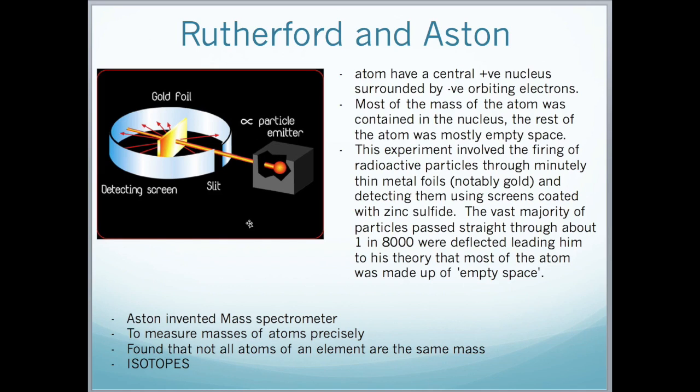The main points are that an atom contains a small central positively charged nucleus. The diameter of the nucleus is very small compared to the size of the atom. It means that if an atom were the size of a football, the nucleus would be smaller than a full stop on this page. All the mass of the atom is concentrated in the nucleus, and the electrons orbit the nucleus. So Aston went on and invented the mass spectrometer, which allowed us to measure the masses of atoms precisely. And he made a very interesting discovery that not all atoms of an element have the same mass. This is what we now know as isotopes.